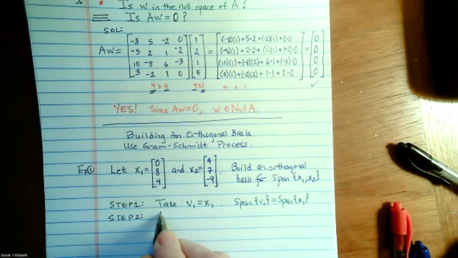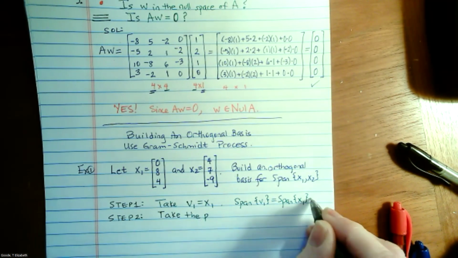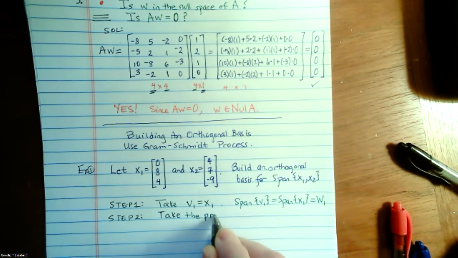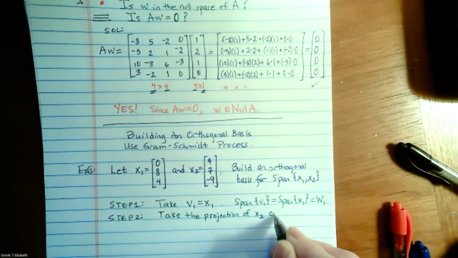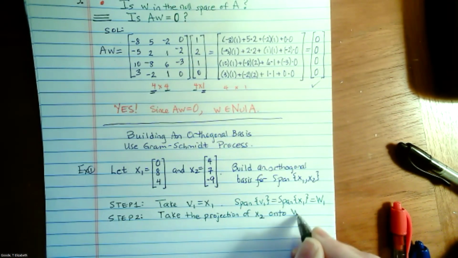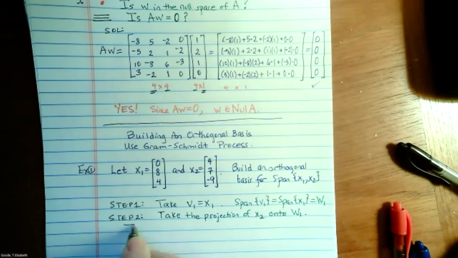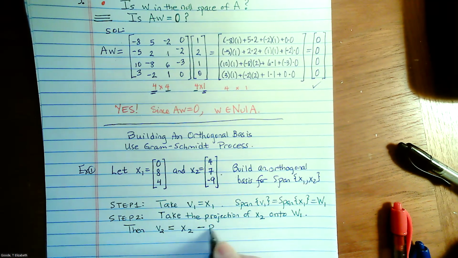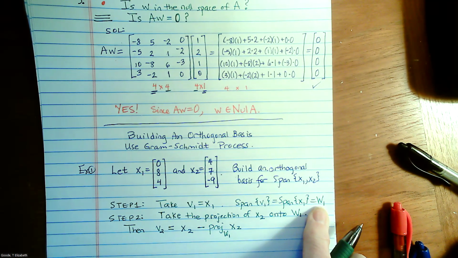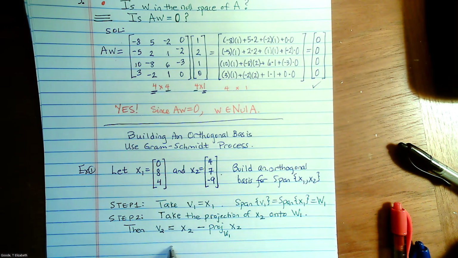Step 2, we want to take, we'll call this space W1. We'll take the projection of X2 onto this space W1. Then V2 is going to be X2 minus the projection of X2 onto this subspace W1. Okay? Does that make sense?